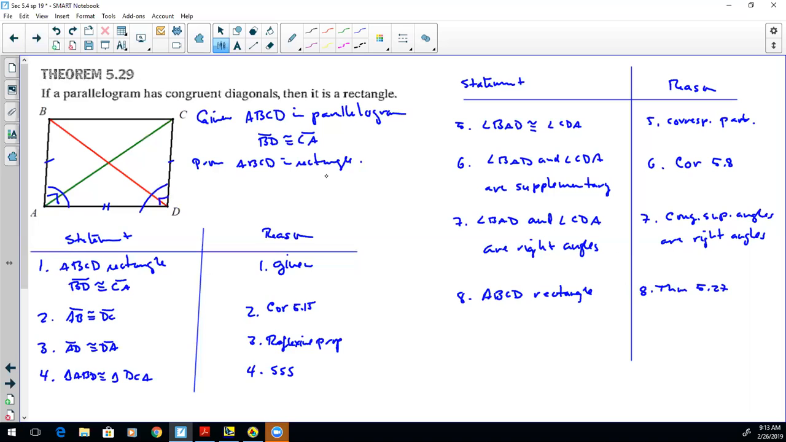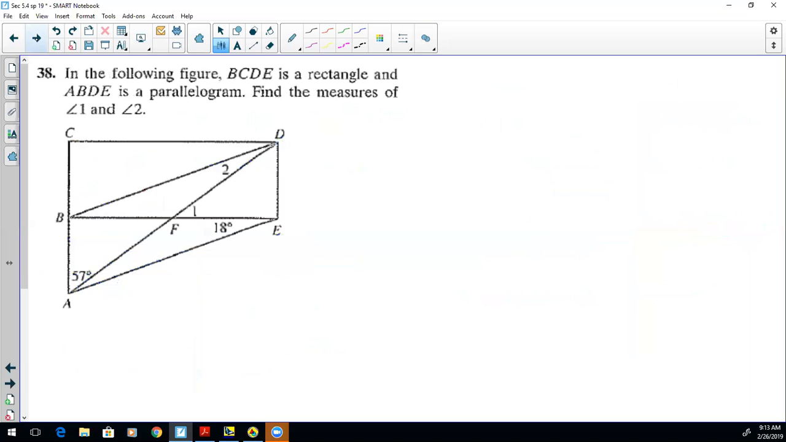So not too bad, but it takes 8, probably ought to have about 10 steps in it if you put every single little detail in there. But when you write down a two-column proof, lots of times you end up writing down a whole lot of stuff.